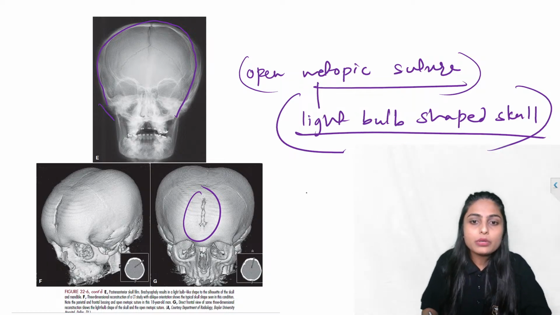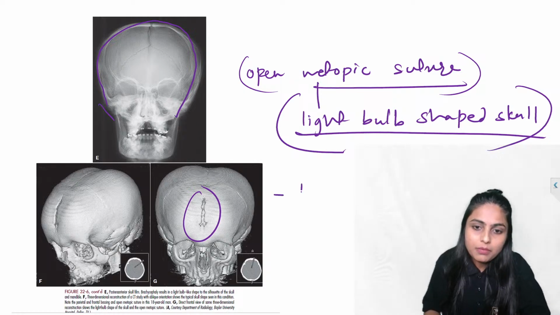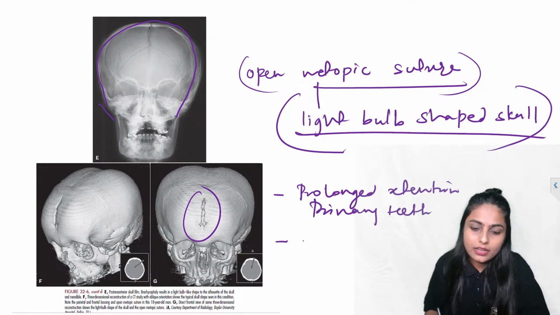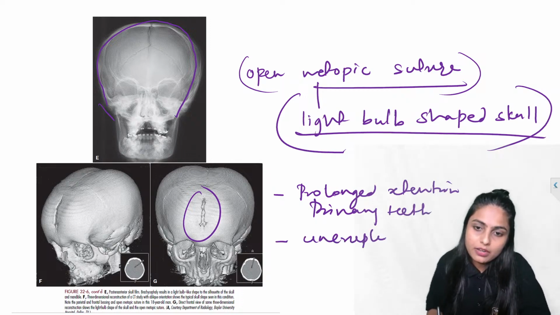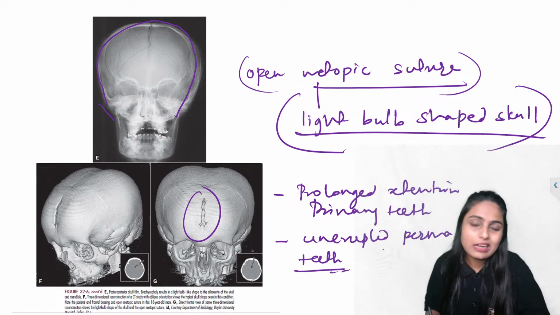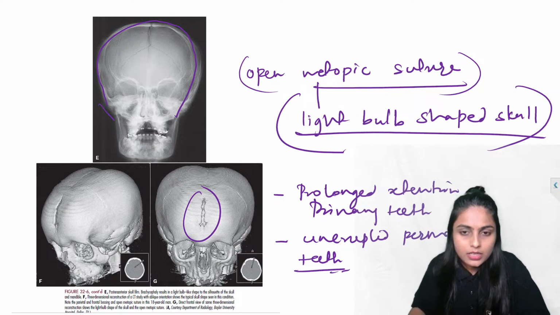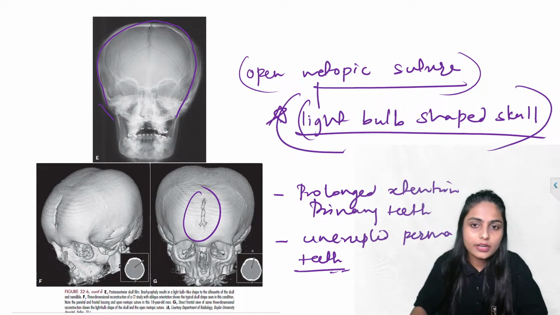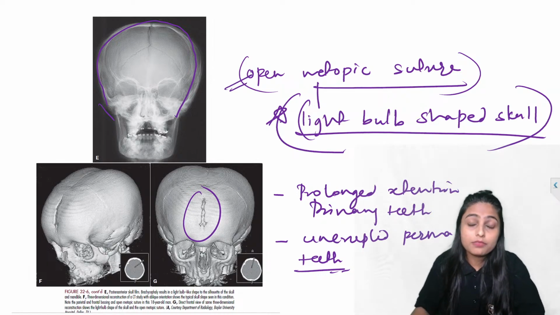All right, talking about dentition, what we see is prolonged retention of primary teeth, and of course, unerupted permanent teeth or supernumerary teeth. So this light bulb shape is very important. The gene is very important. Open metopic suture is a very important feature.